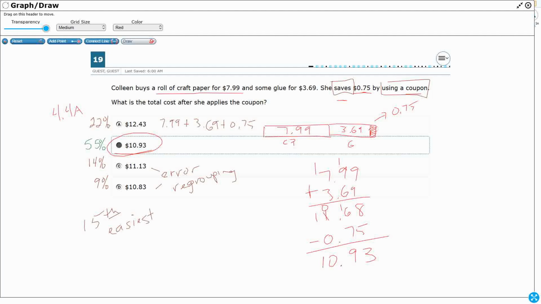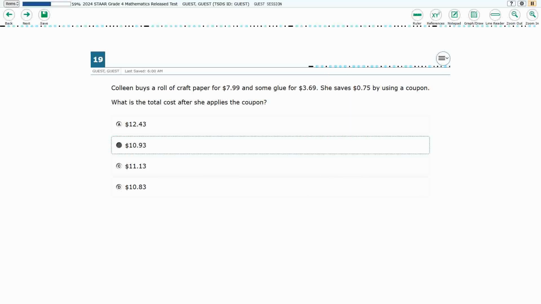32 item test, 15th easiest, so it's almost right in the middle, and it's tied. So 55%, not horrible. We just need to make sure our students have enough understanding and frame of reference to know that when you save money with a coupon, you are actually subtracting. All right, so we are moving on.